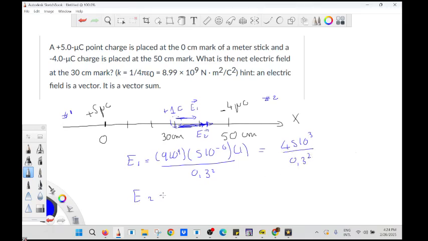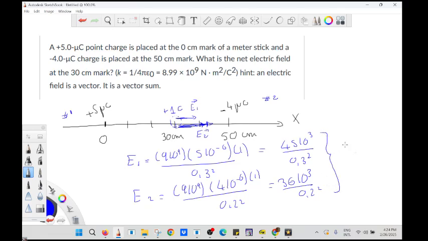And E2 is going to be 9 times 10 to the 9, and then you have 4 times 10 to the negative 6, and then 1. And then you have 0.2 squared, which is 36 times 10 to the 3 over 0.2 squared. So you add them up, and if you add them up, you get something like 1.14 times 10 to the 6 Newton per coulomb. Okay, easy.